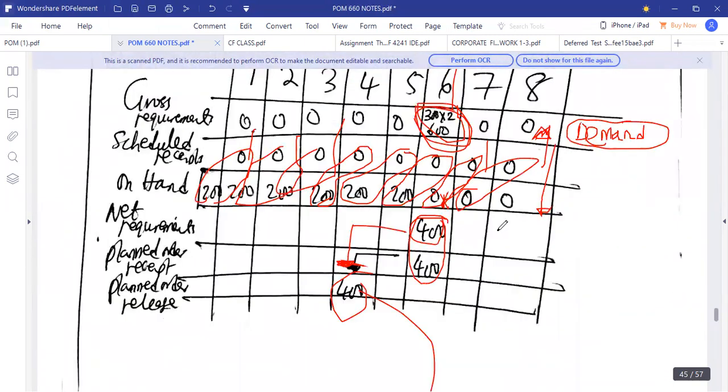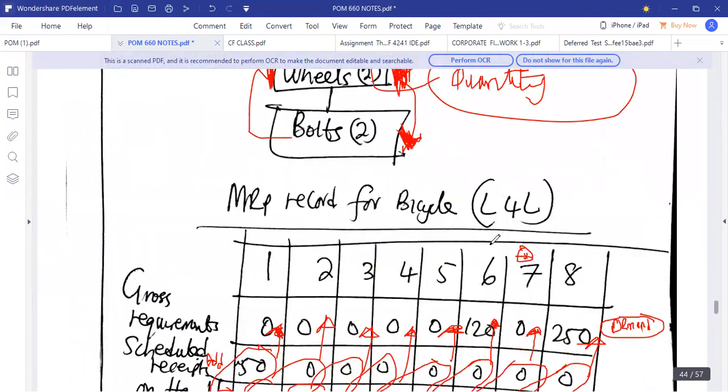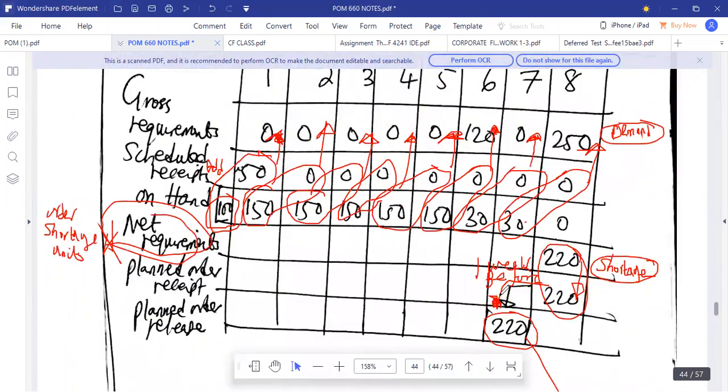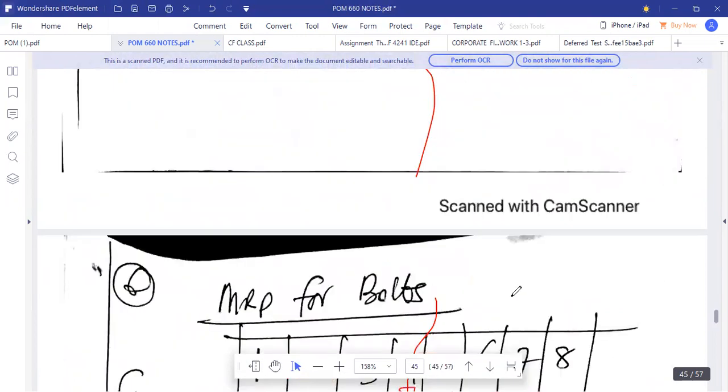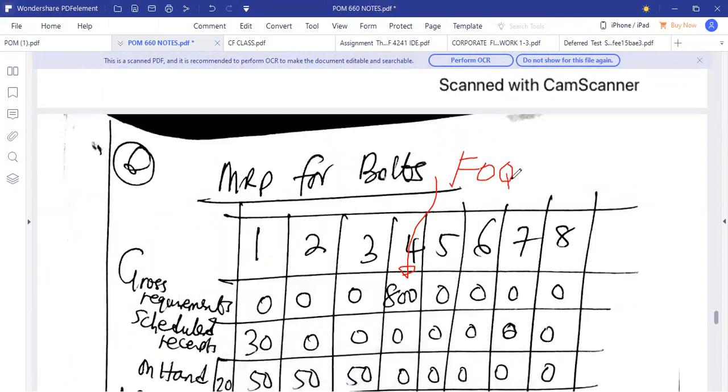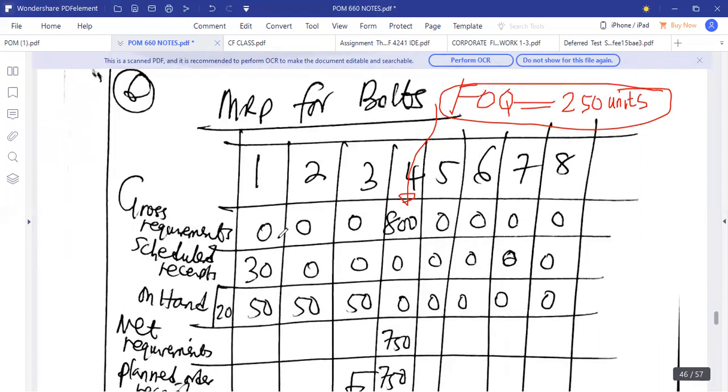And what are we using for this one? What's the lot size? What's the production size for this one? It is a fixed order quantity of 250 units. So it's FOQ equals 250 units, regardless of demand. This is what we are looking at right now.